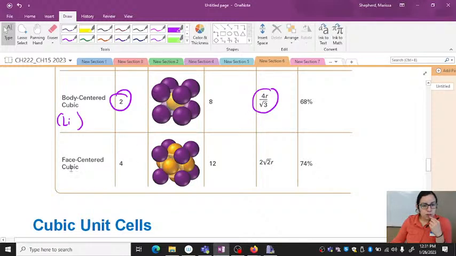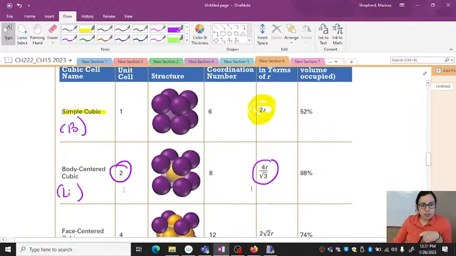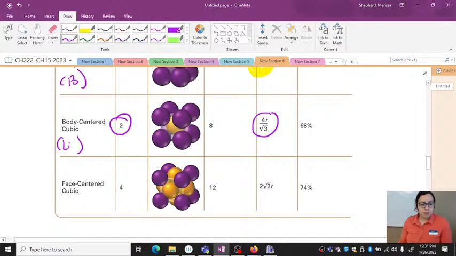And so now for our face-centered cubic, now we have 4 atoms in our unit cell. So that's something you might want to know. So 4 atoms.